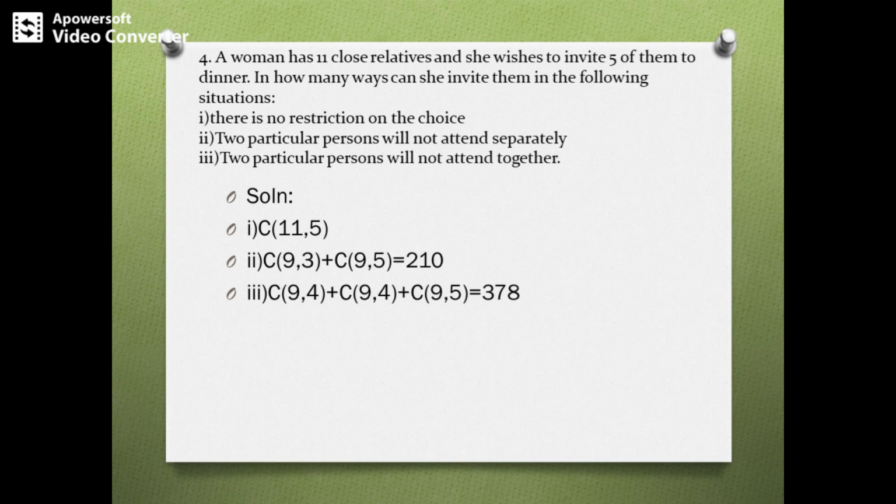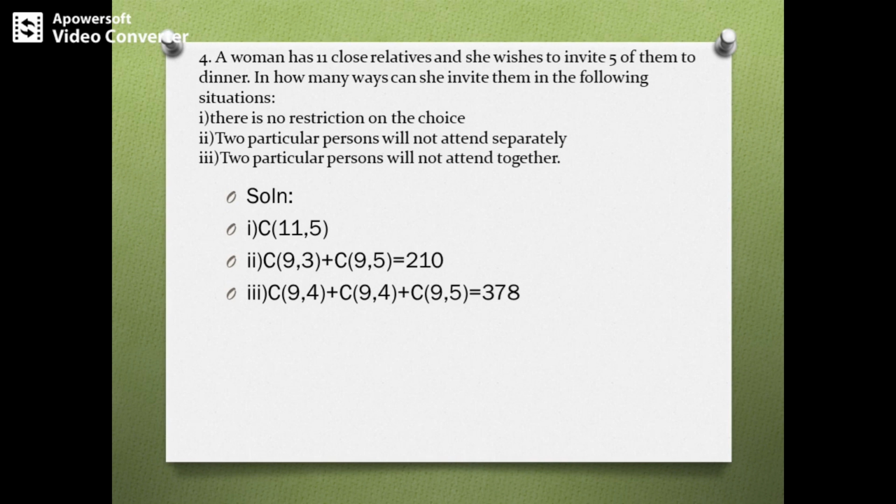So coming to the third question, wherein two particular persons will not attend together. That means the persons, if they are invited, will attend separately. So, for example, if person P1 is invited, that means two persons are already invited, right? So once upon invitation they are going to attend separately. That is the meaning of the third question. They will not attend together, but they will attend separately once given the invitation.